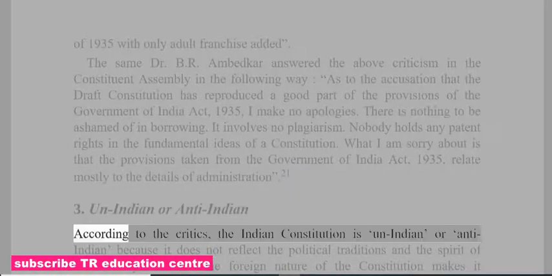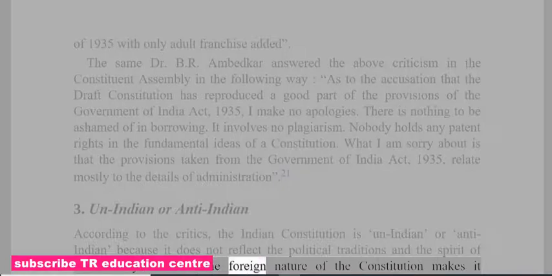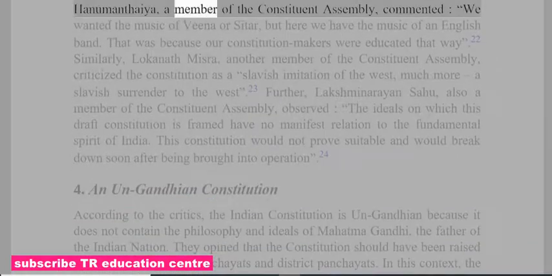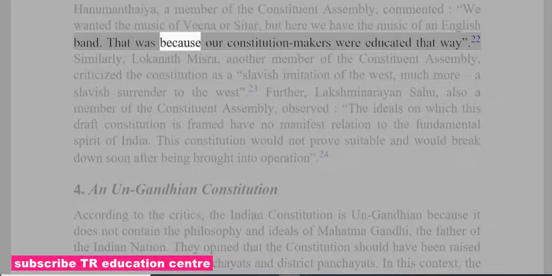21.3. Un-Indian or anti-Indian. According to the critics, the Indian Constitution is un-Indian or anti-Indian because it does not reflect the political traditions and the spirit of India. They said that the foreign nature of the Constitution makes it unsuitable to the Indian situation or unworkable in India. In this context, K. Hanumanthaya, a member of the Constituent Assembly, commented, "We wanted the music of Veena or Sitar, but here we have the music of an English band. That was because our constitution makers were educated that way."